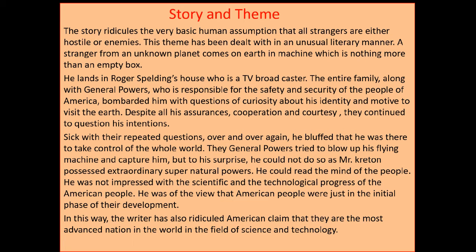A stranger from an unknown planet comes on Earth in a machine which is nothing more than an empty box. He lands in Roger Spelling's garden, who is a TV broadcaster. The entire family, along with General Powers, who is responsible for the safety and security of the people of America, bombarded him with questions of curiosity about his identity and motive to visit the Earth. Despite all his assurances, cooperation, and courtesy, they continued to question his intentions.